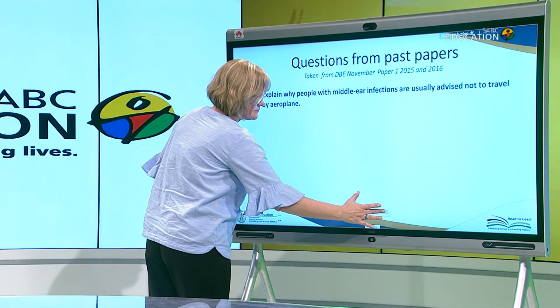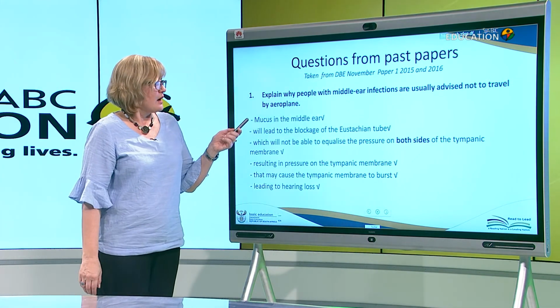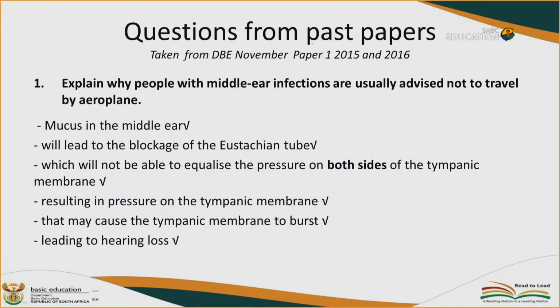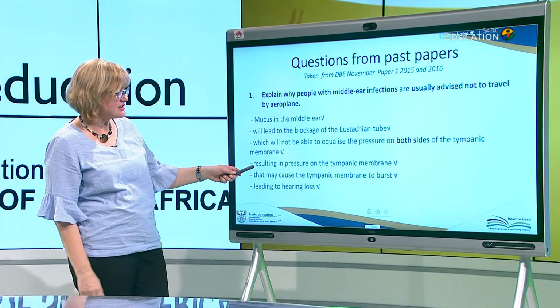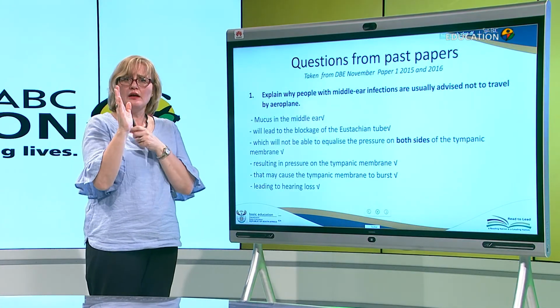Right, so if you have a middle ear infection, there can be mucus or liquid in the middle ear. That's one mark. That will lead to a blockage of the Eustachian tube, or it can be swollen. The Eustachian tube can be swollen, shut, or blocked, right? Which will not be able to, and here we get to the crux of it, equalize the pressure on both sides of the tympanic membrane. So the pressure can no longer be equalized, like I said when we were busy with the aeroplane, resulting in pressure on the tympanic membrane.